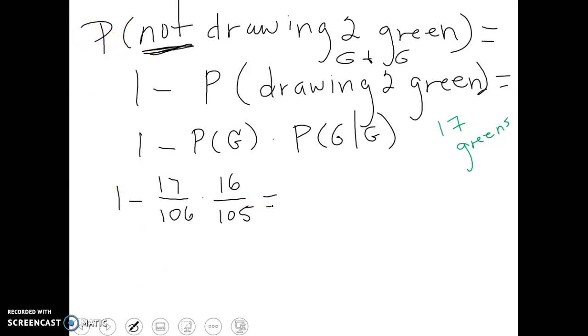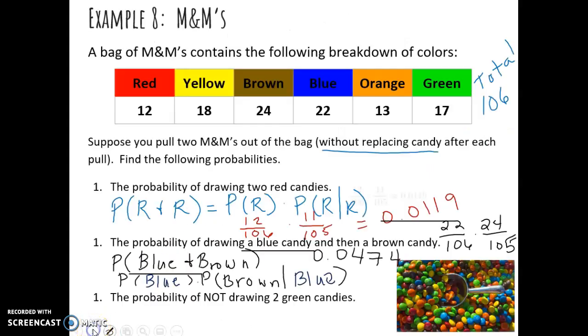So you can just type this whole thing in your calculator. You can just type in 1 minus 17 over 106 times 16 over 105. And it looks like you get 0.9756. All right, and it looks like that was the last slide. So if you have any questions on the multiplication rule or complements, let me know.